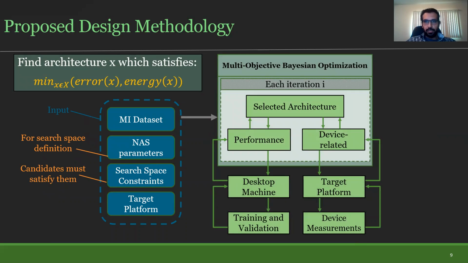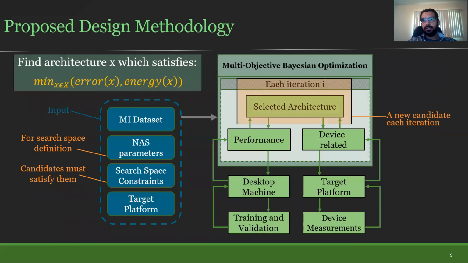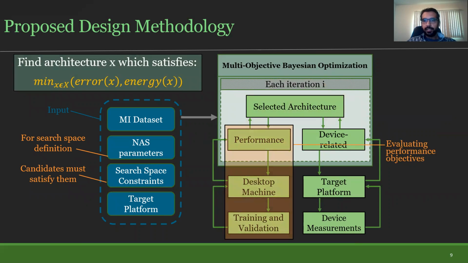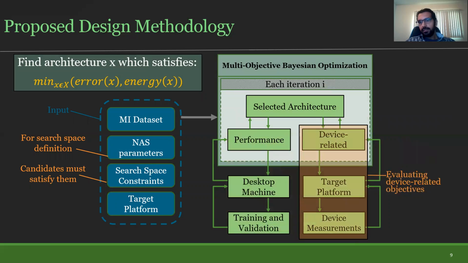So this is the methodology. It's based on multi-objective Bayesian optimization, where each iteration a new candidate is sampled and assessed according to the performance objective, where the architecture or model is trained on the MI dataset, and then its performance on the test set of the MI dataset is finalized and included in the multi-objective Bayesian optimization for the final assessment of that architecture.